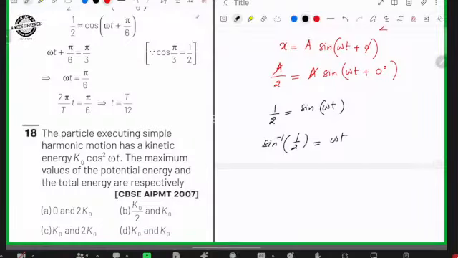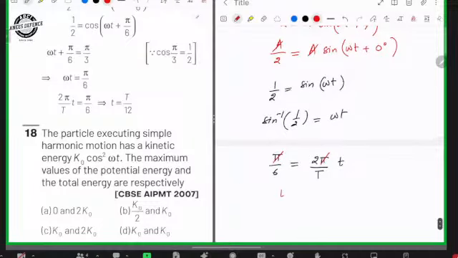Now, tell me what is sine inverse of half? Is it 30 degree? But I won't write 30 degree. I will write pi by 6 because we need to put the angles in radian. Omega is what? Omega is 2 pi by capital T into t as it is. So you can see pi and pi gets cancelled and the time would be equal to T by 12. Check. Is it coming T by 12?